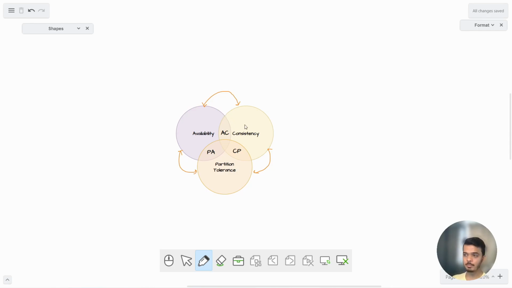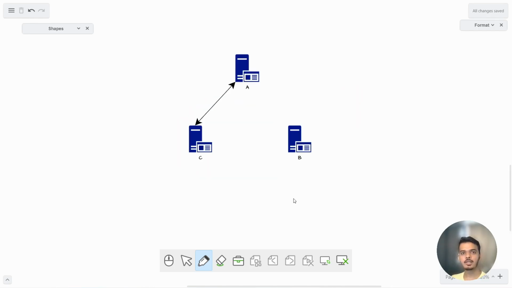Because you always have to guarantee partition tolerance in real world systems, you can choose to give availability with partition tolerance, or you can choose to give consistency with partition tolerance. So that means in a real world system, availability and consistency cannot be simultaneously guaranteed. Now let's discuss why availability and consistency cannot be simultaneously guaranteed in a system.